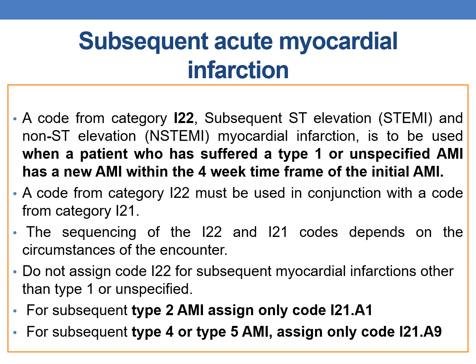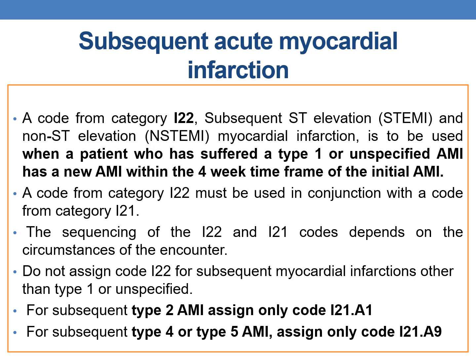And the code from category I22 must be used in conjunction with a code from category I21. That is, whenever we are coding the subsequent acute myocardial infarction, you need to code the specified initial myocardial infarction also. A code from category I22 must be used in conjunction with the code from category I21. And the sequencing of I22 and I21 codes depends upon the circumstances of the encounter. Depending upon the reason for the visit, sequencing can be altered. It can be I22 or I21 first, depending upon the circumstances of the encounter.